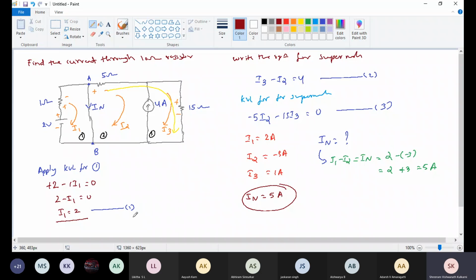In the question, find the current through the 10 ohm resistor. That current is 5 ampere. Now we need to draw an equivalent circuit for Norton, where it states a network with two terminals will be replaced with an equivalent current source and a resistance in parallel with that.